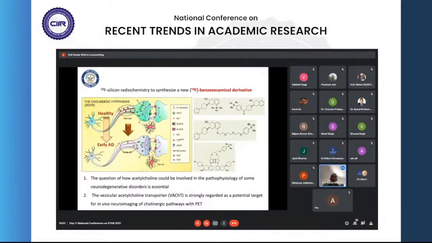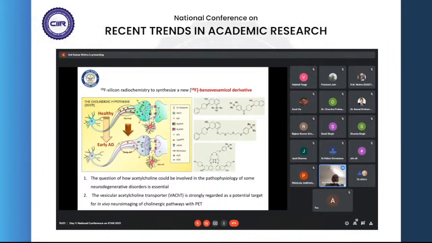Now old age is coming, and many people are suffering from different types of neuropsychological disorder where neurons are not healthy. The neurons are not able to fire to produce the neurotransmitter. One of them is the vesicular acetylcholine transporter, which is very important to design for.